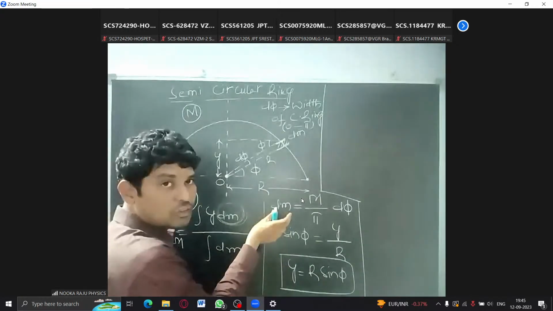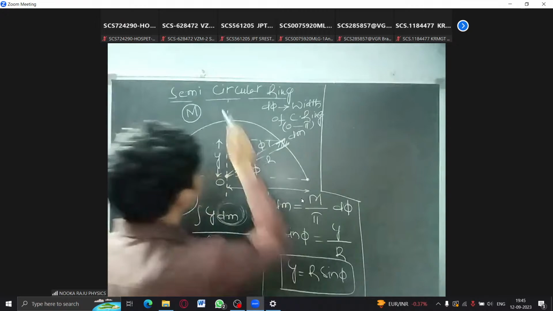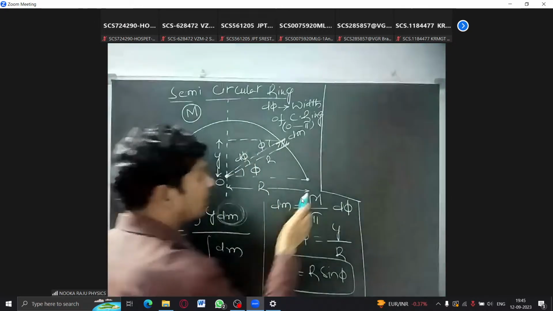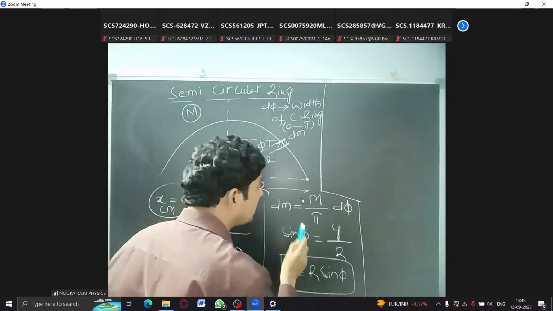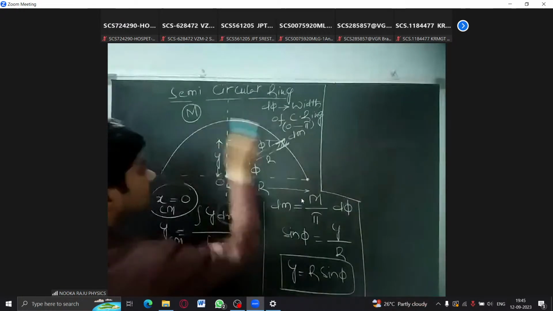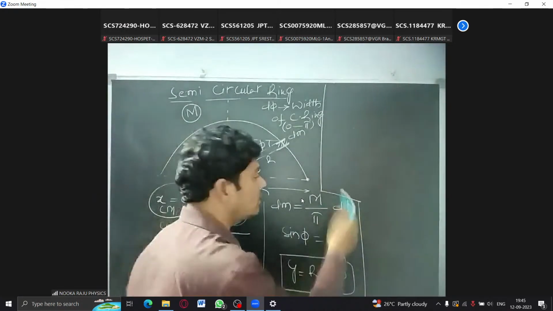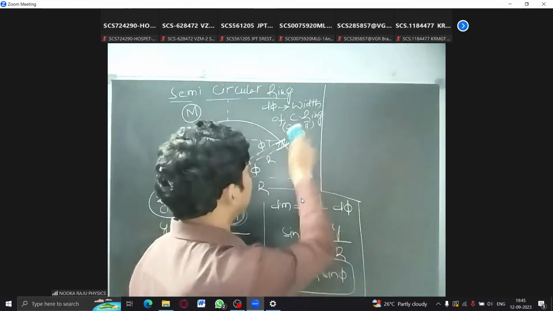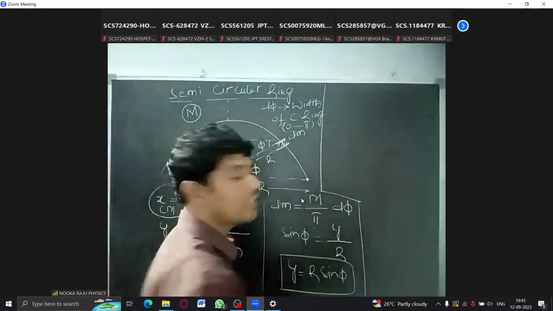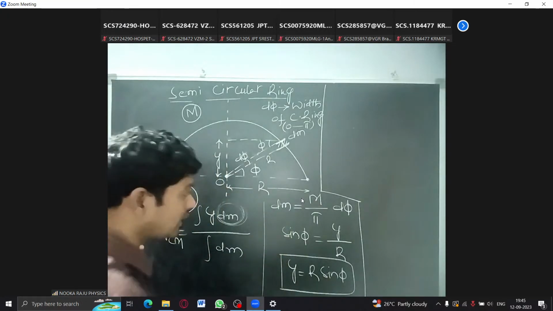Therefore dm equals the total mass of the semicircular ring, capital M, per unit angle. Per unit angle means what is the angle possibility from the semicircle? Pi. Into what is the total angle for this dm? What is the angle actually? d phi. So this is the dm value: dm equals M by pi into d phi.